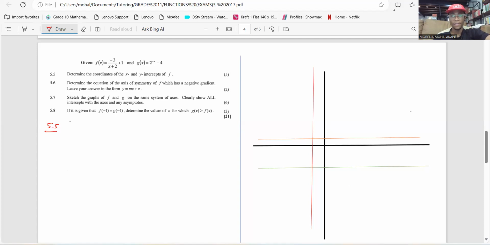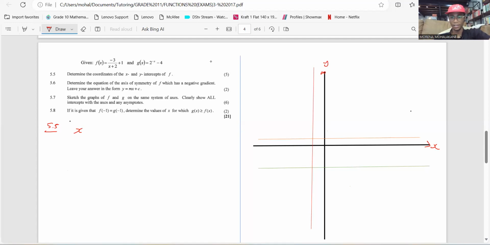With intercepts, the x and y intercept, right? X intercept. So let's say you have, this is the y-intercept, this is the x-intercept, right? We're looking at where the graph cuts the x-axis.